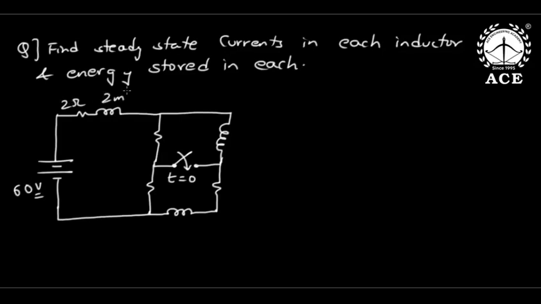Two ohms, 2 millihenry, 1 ohm, 1 millihenry, 6 ohm, 3 ohm, 3 millihenry. Find the steady state currents in each inductor and the energy stored in each. I'm giving you 1 minute, try something.